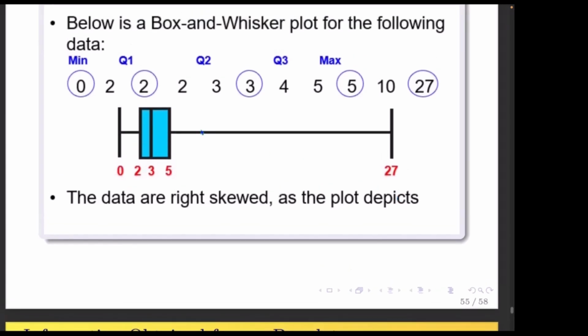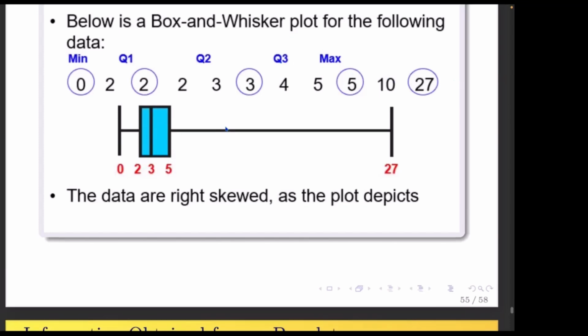With the box plot, you can use the whisker or the box. When the whisker on the right is longer, it is right skewed. If this whisker was longer here, it would have been left skewed. If the box is bigger on the right, it's right skewed. If the box is bigger on the left, it's left skewed. So that's how you interpret the box plot.